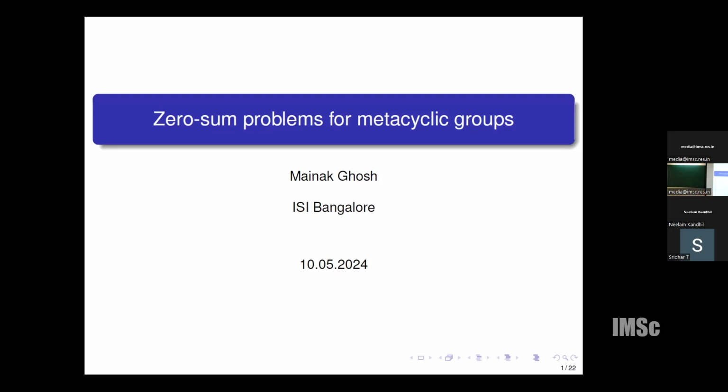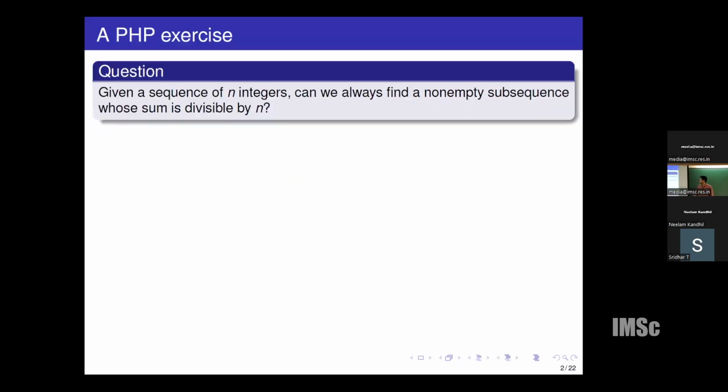Thank you for the introduction and thank you to the organizers for this opportunity. I will be talking on the zero sum problem, and we will begin with a simple pigeonhole principle exercise that many of you might have seen. So let's say I have a sequence of n integers, then can we always find a non-empty subsequence of this, whose sum will be divisible by n?